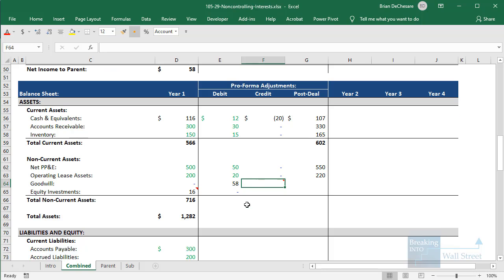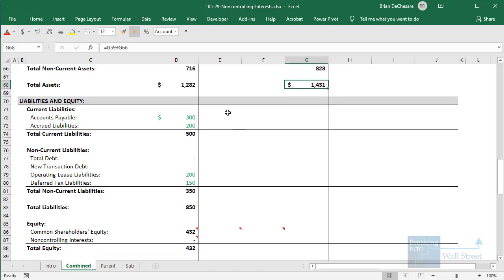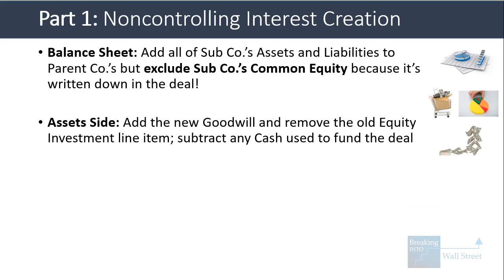And then for the goodwill in the credits column here, the target doesn't have any goodwill, so we don't need to make any adjustments here, so I can just enter a zero. And then for the equity investments, this is going away because now we will own over 50% of this company, or at least 50% of this company. So I'll take this and record a negative there, and then include all these, and then add these up, and then add up our total assets so we get that. That's the asset side.